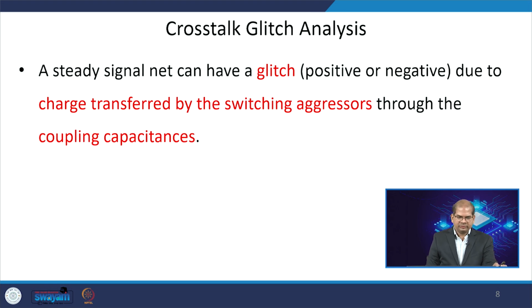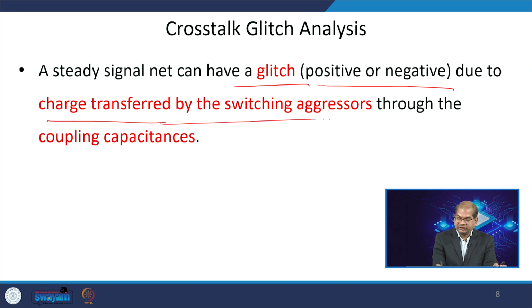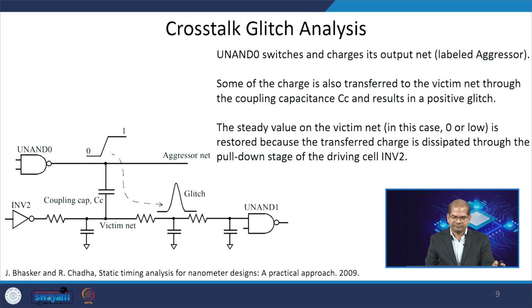Now, we will go into the glitch, where your aggressor net is switching, but the victim net is steady. The steady signal net can have a glitch. The glitch can be positive or negative due to the charge transferred by the switching aggressor through the coupling capacitor. We have a coupling capacitor between basically adjacent lines. That coupling capacitor helps transfer some amount of charge from the aggressor to the victim, which causes the glitch. The glitch can be positive or negative.